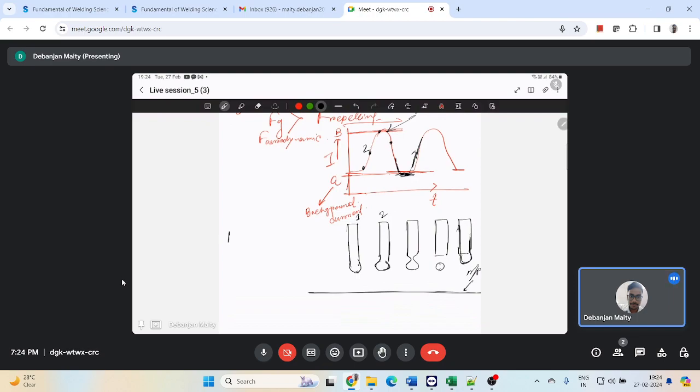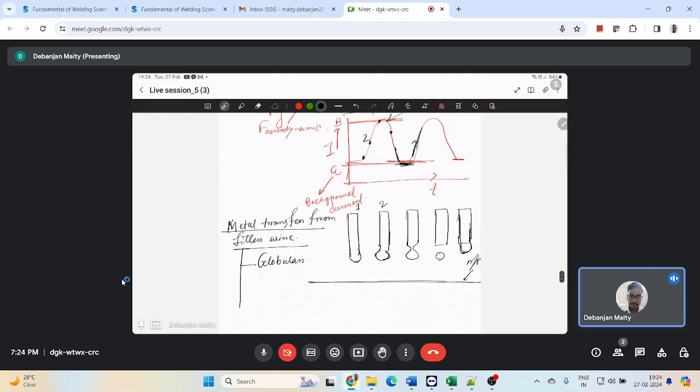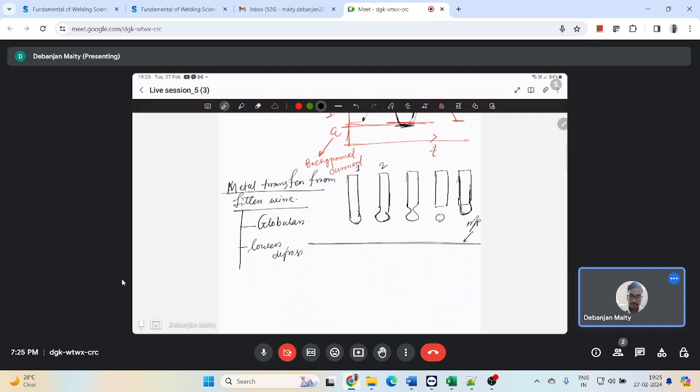If you are using this metal transfer from filler wire, it is mostly globular kind of transfer, you will have lower deposition efficiency and delayed detachment from the filler wire, right?